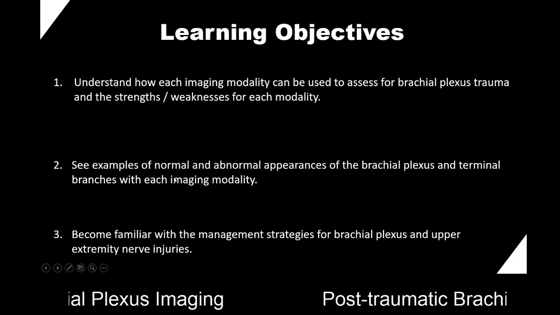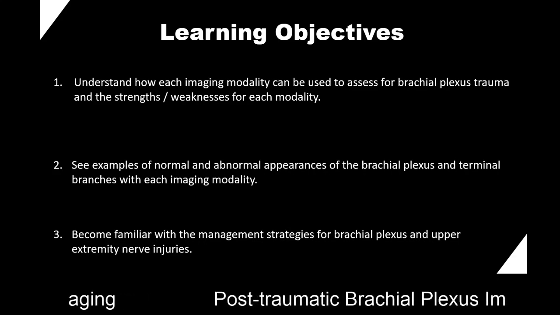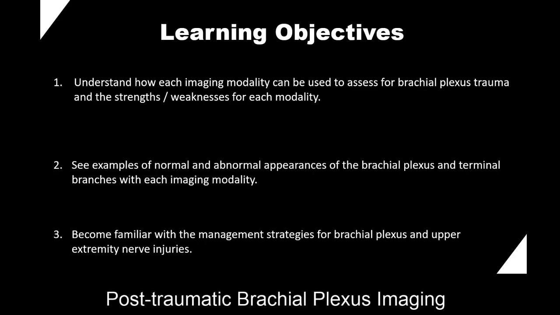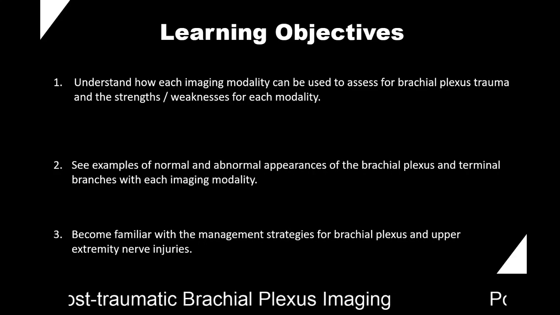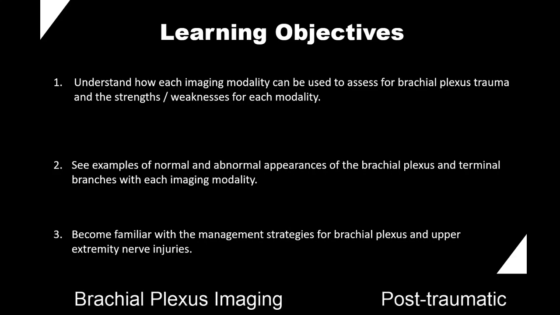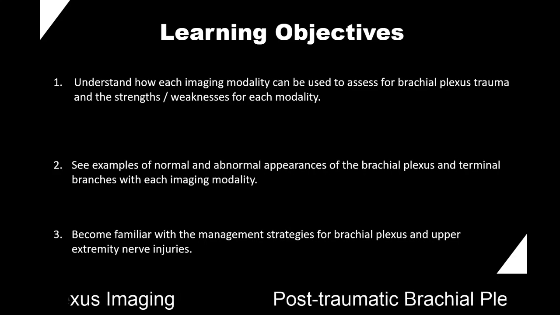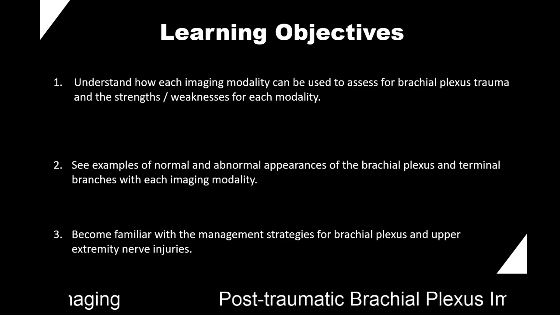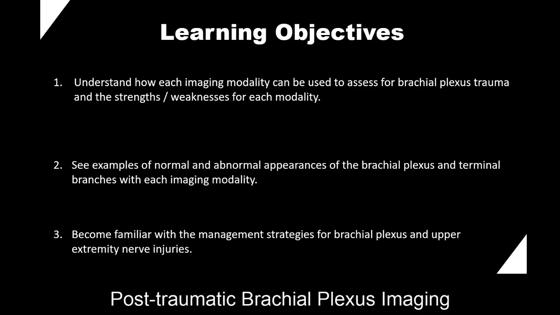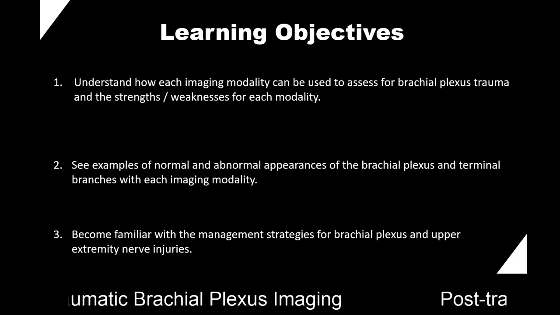So today's talk will have three learning objectives. First, to understand how each imaging modality can be used to assess for brachial plexus trauma, to characterize it, and to understand the strengths and weaknesses of each imaging modality. Second, we'll see examples of the normal and abnormal appearance of the brachial plexus and the terminal branches as they run through the arms. Finally, we'll become familiar with the management strategies for brachial plexus trauma and trauma to the upper extremity peripheral nerves. This will just scratch the surface and will be a very, very small overview of the management of these injuries.